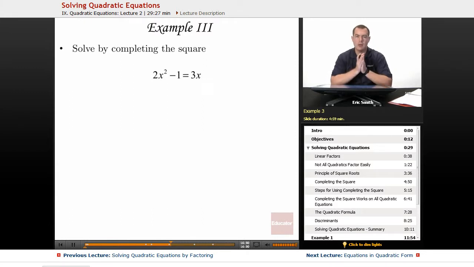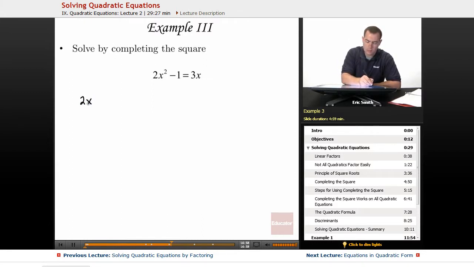Alright, so again, the very first thing I want to do is just get all of my x's to one side. If it doesn't have an x, I'll move it to the other. So I have 2x squared minus 3x. We'll add the 1 to the other side, 1.